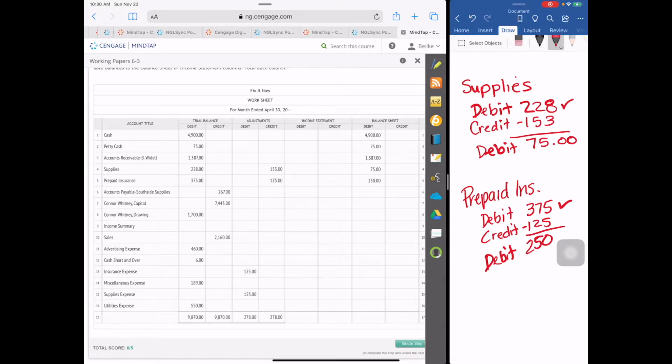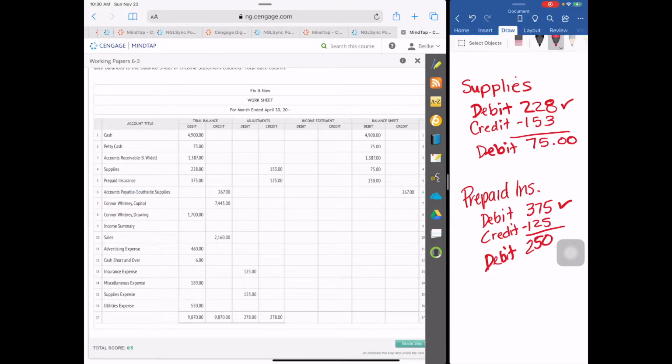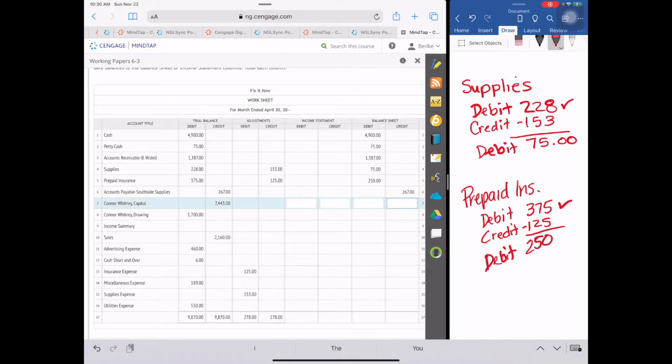Okay, moving on to accounts payable. It has a credit in our trial balance. There's no other adjustments to that because we don't adjust our accounts payable. So we'll transfer that as a $267 credit. Our capital is also in our balance sheet because remember, balance sheet deals with assets, liabilities, and owner's equity. Okay, and so therefore, we will transfer it as $7,443. Our drawing account is also owner's equity, and so we will transfer that.